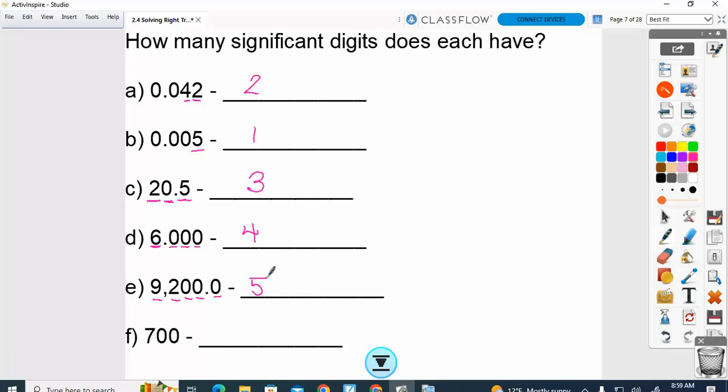Now F is different because there is no decimal. So the first non-zero digit is 7. Trailing zeros, if there's no decimal, we don't count those. So this only has 1 significant digit.